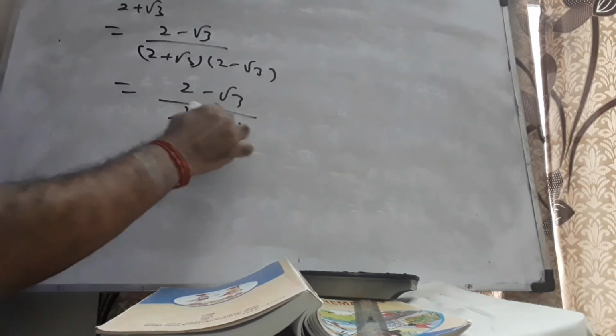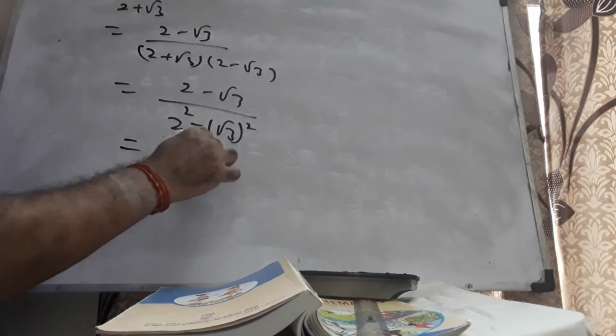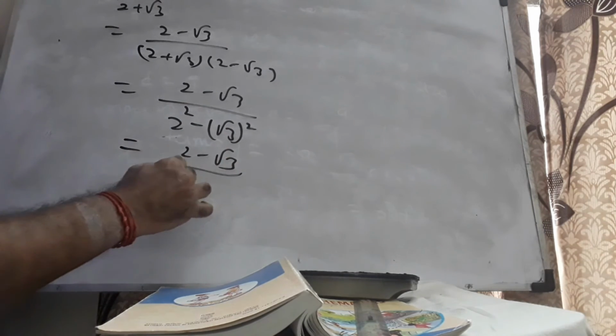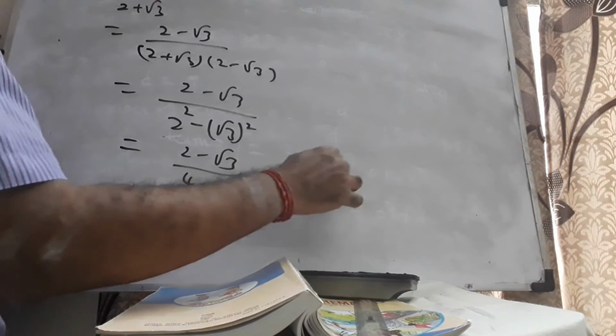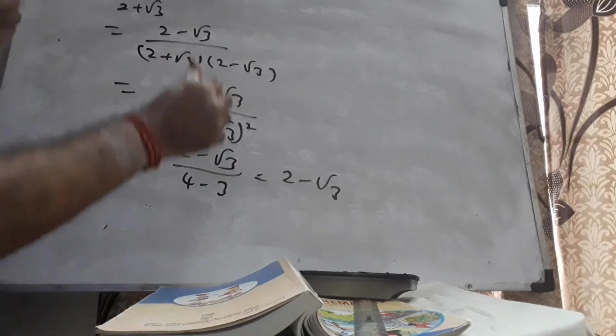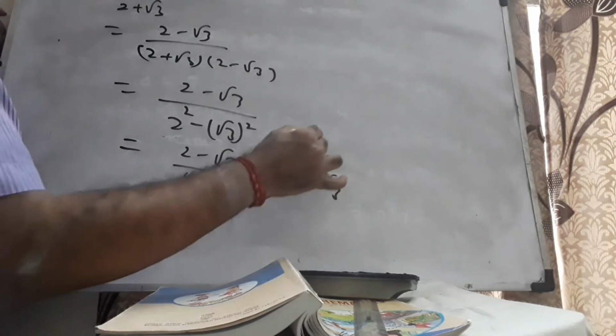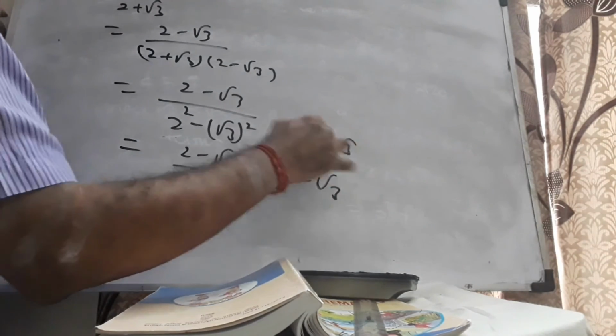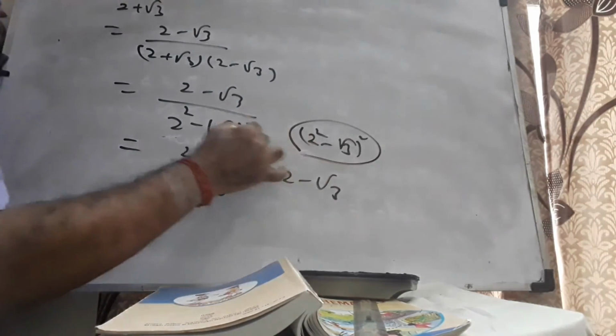A small correction. In the simplification of 1 by 2 plus root 3, 2 minus root 3 by 2 plus root 3 into 2 minus root 3. This is 2 minus root 3 by 2 square minus root 3 the whole square. Therefore, this is reduced to 4 minus 3, which is 2 minus root 3. Only in this particular case, by mistake, I put the bracket outside 2 square minus root 3 the whole square. This much it was written.